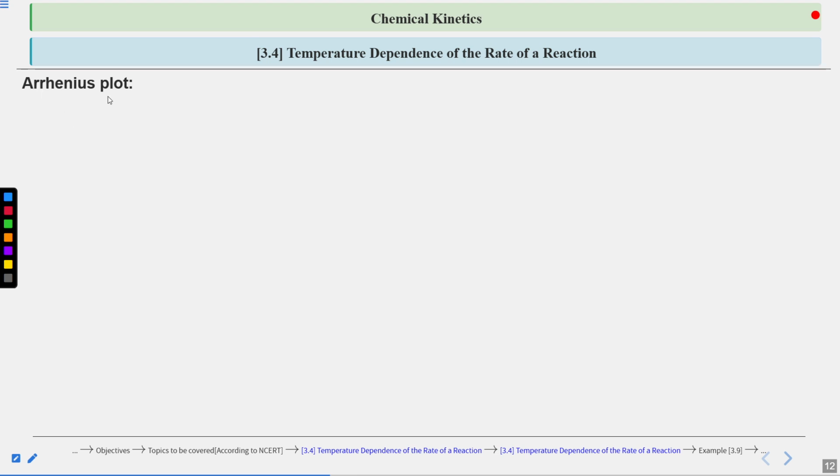Now let's see the Arrhenius plot. The Arrhenius equation given by Arrhenius was k = A e^(-Ea/RT). R is the gas constant, T is the absolute temperature, Ea is the activation energy, A is the Arrhenius constant, and k is the rate constant. This is NCERT equation 3.18.